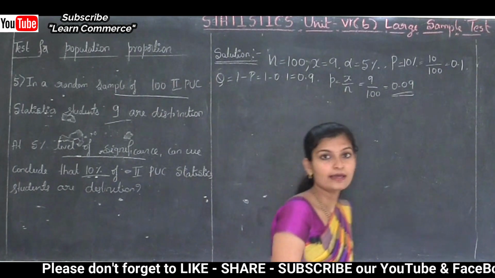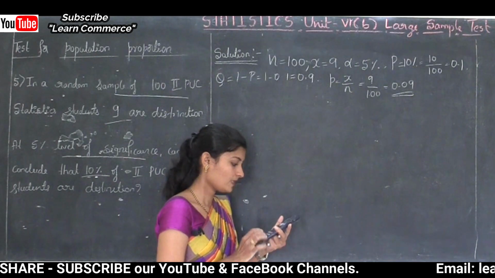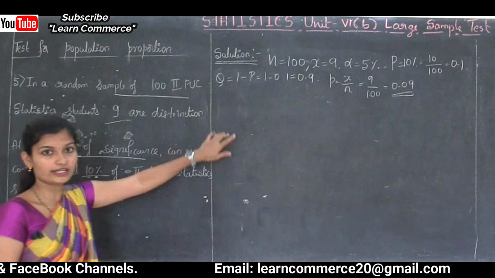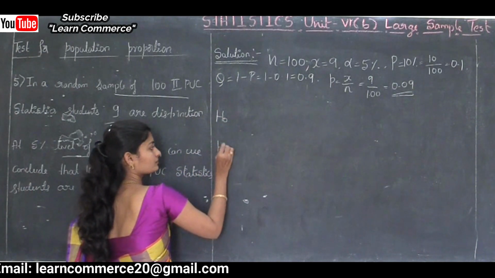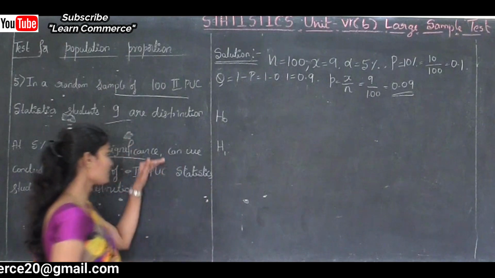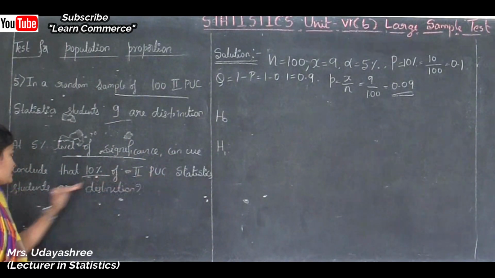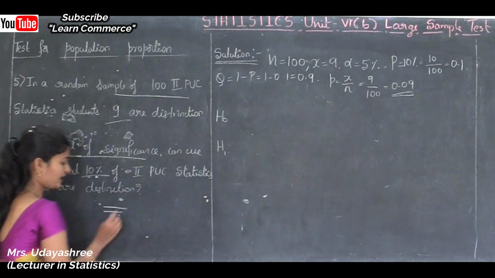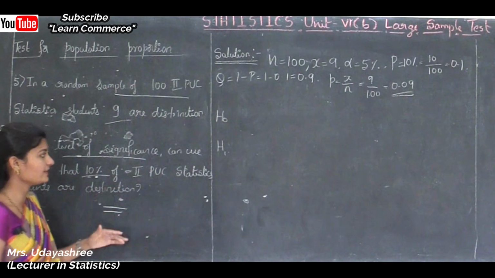So here small letter p value is 9 divided by 100, that is 0.09. Okay, next, what is H0 and what is H1? See the question, that is, can we conclude that 10% of second PUC statistics are distinction? So in that sense, this is equal to type. If it is equal to type, then it is H0.